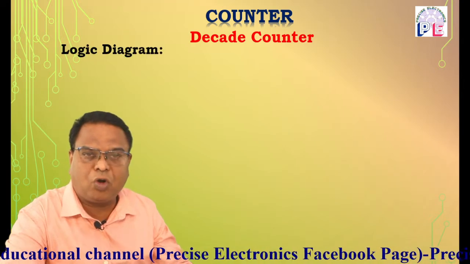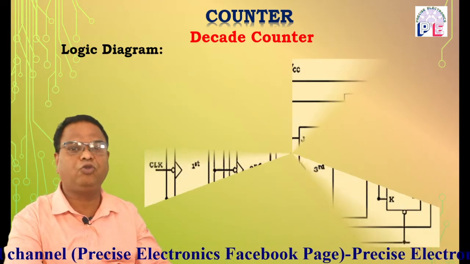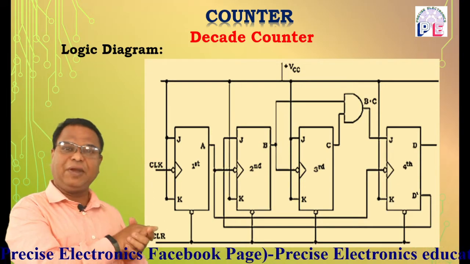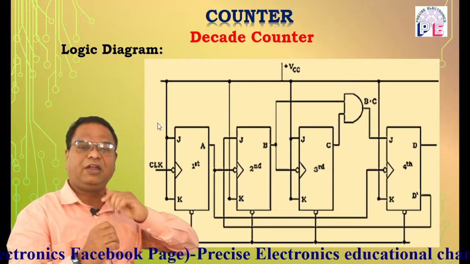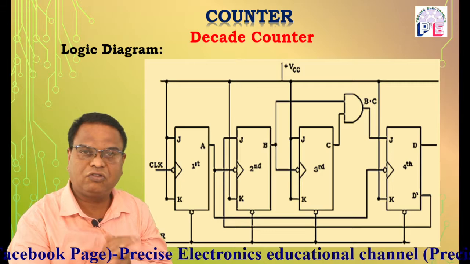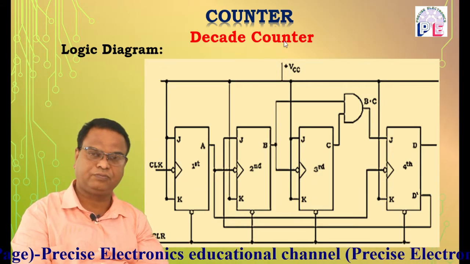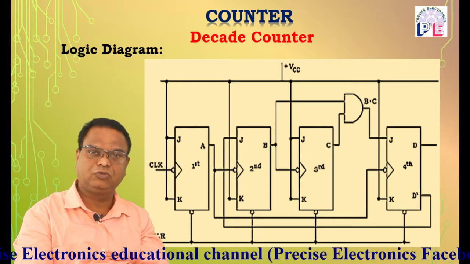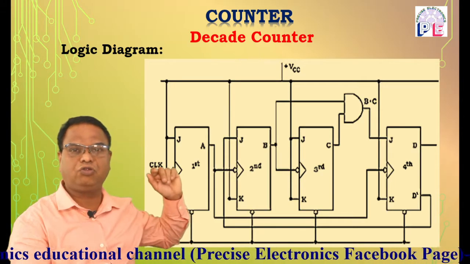The logic diagram of the mod 10 counter, or decade counter, is now going to be displayed on your screen. From this diagram, it is clear that it has 4 flip-flops. The first and third flip-flops are toggle flip-flops, because the J and K inputs of the first and third flip-flops are connected to plus VCC. Basically, all these 4 flip-flops are JK flip-flops.